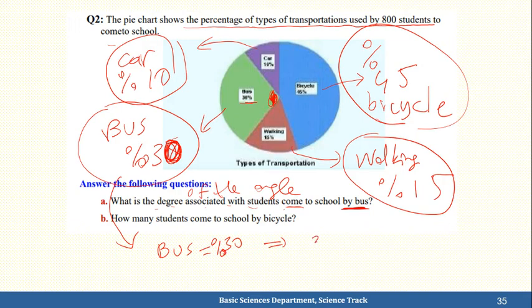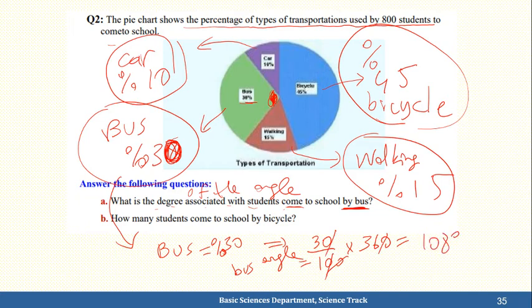It will be 30 over 100. So the bus angle will be 30% of 360. If the whole circle is 360, then it will have 108 degrees. So here, it has to be 108 degrees.